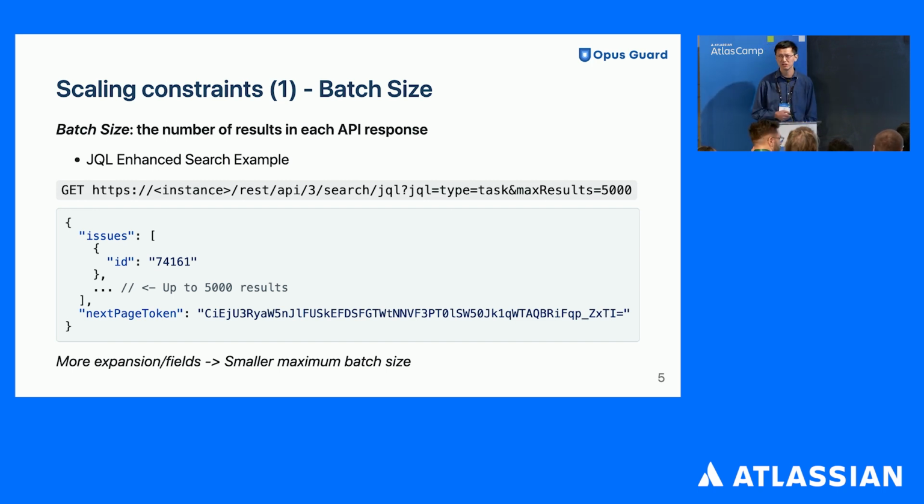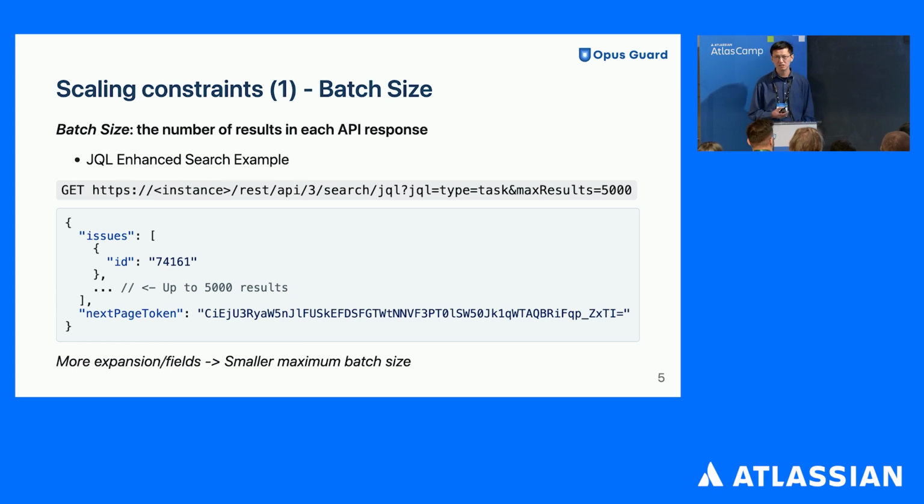This is a relatively new endpoint and deprecates the version 2 search. And if you look at it, one thing that affects the batch size is how complex the JQL query is. It's also how many fields or expansions you are requesting via the endpoint. It affects the number of results that can be returned by the service.